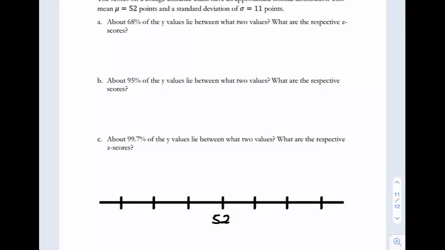What I like to do is just finish out all the adding, then the subtraction, given that standard deviation of 11. So 52 plus 11 is 63, plus another 11 is going to be 74, and then 85. Going back the other way, subtract 11, you get 41, minus 11, you get 30, and then minus another 11, you get 19.